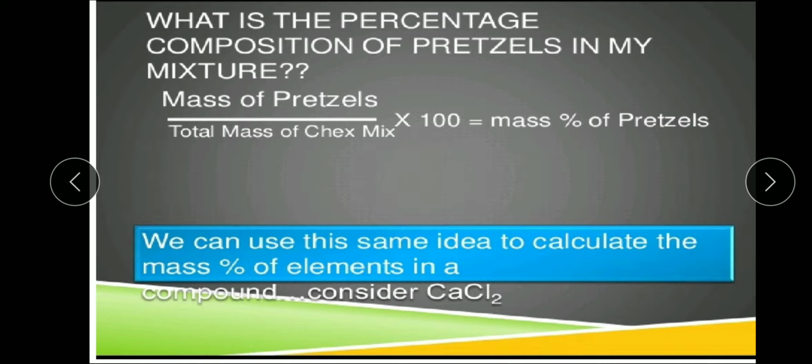We can use this same idea to calculate the mass percentage of an element in a compound. Calculate the mass percentage of calcium and chlorine present in calcium chloride. First, note down mass of the calcium divided by total mass of the calcium chloride times 100. It gives the mass percentage of calcium present in the compound. Like that for chlorine, mass of chlorine divided by total mass of the calcium chloride times 100. It gives the mass percentage of the chlorine.